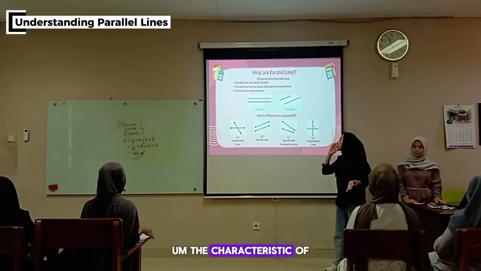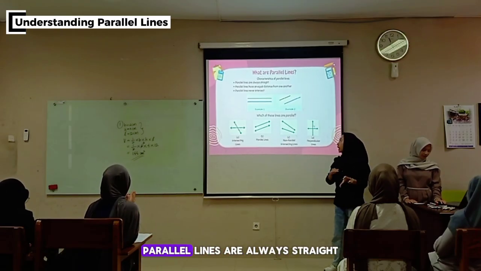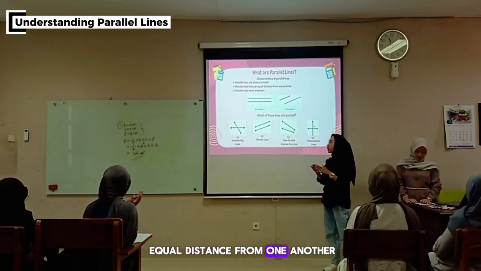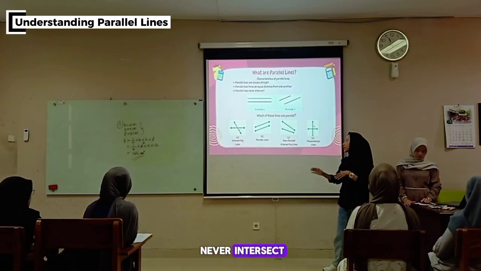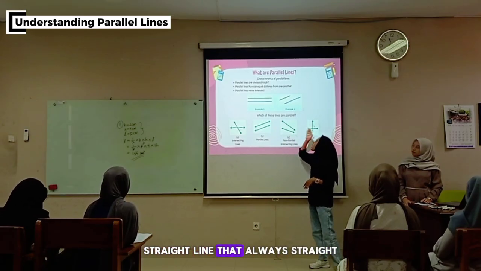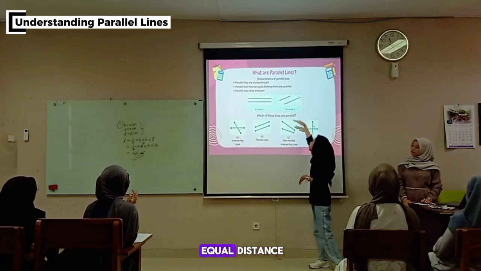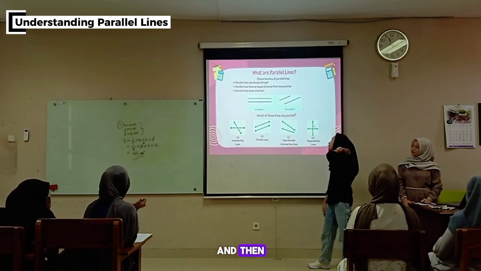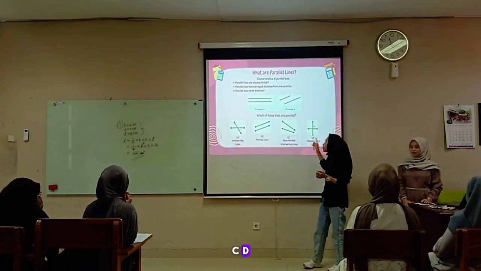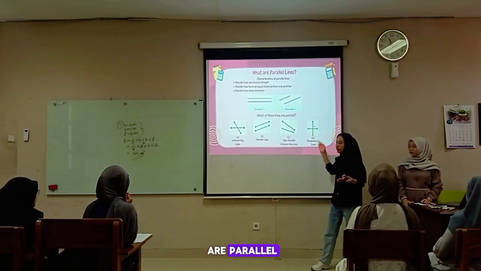The characteristic of parallel lines is that they are always straight and have an equal distance from one another, and parallel lines never intersect. Like example 1 and example 2, they are two straight lines that are always straight and keep the same distance from one another. And in the picture, A, B, C, D, which of these lines are parallel?